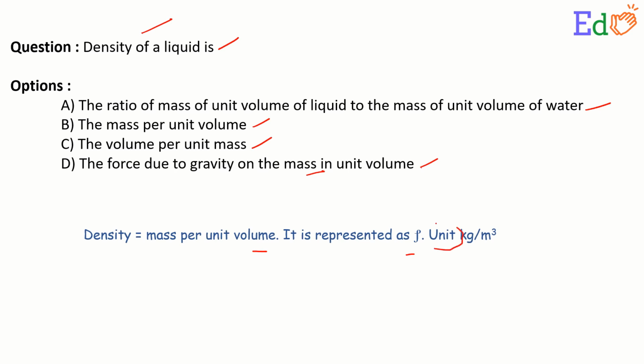Units, we know, for mass that is kg, and for volume that is cubic meter. So the unit of density is kg per cubic meter. Here the correct option is B, the mass per unit volume.